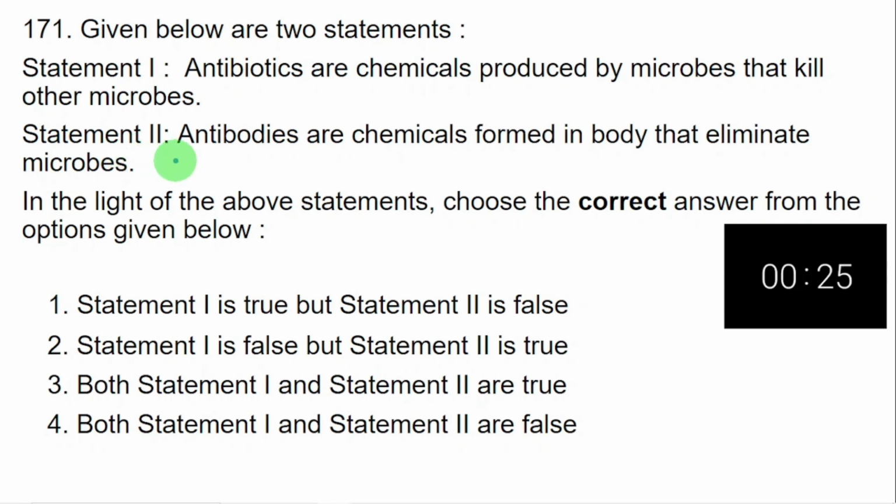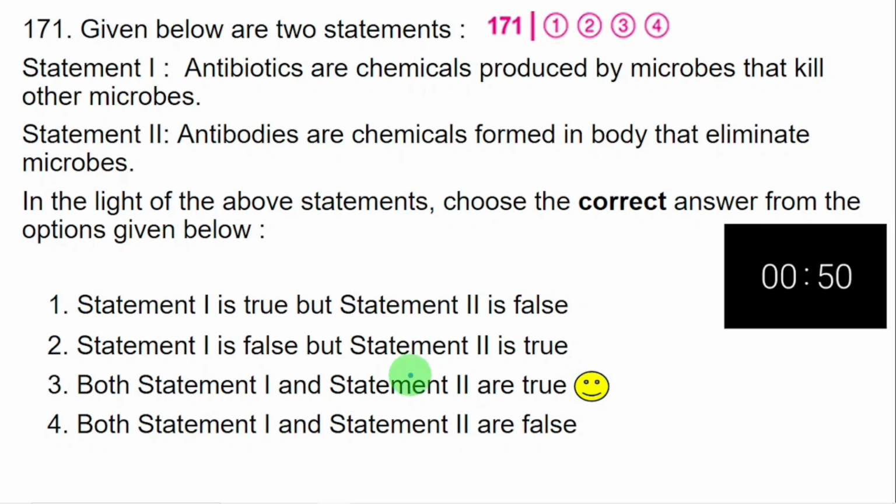Statement 2 says antibodies are chemicals. They are proteins, but proteins ultimately are chemicals. So this is correct. Formed in body, yes, B lymphocytes produce it and they eliminate other microbes. Correct. So both statements are correct. So we will choose option number 3. Both statements are true. And this is the confirmed answer.